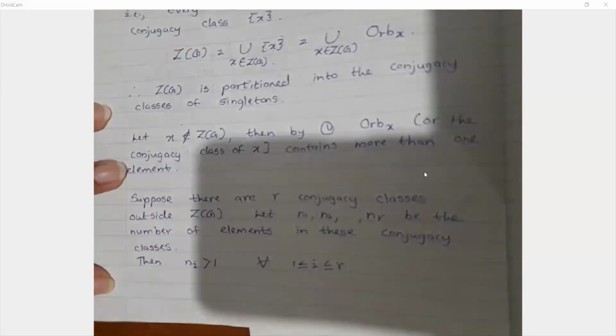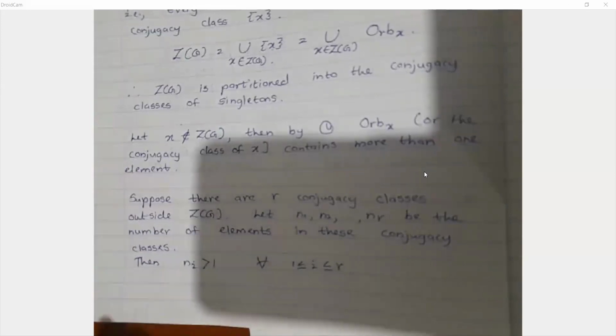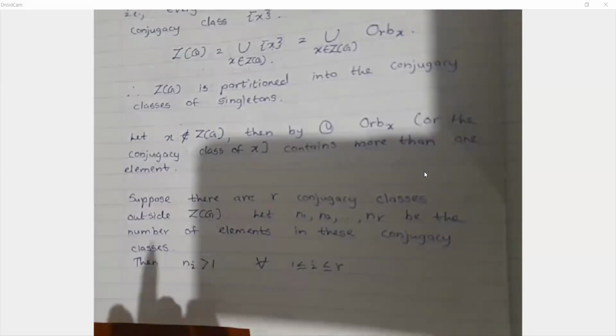Why is that? We are taking r conjugacy classes outside of the center. And we have argued so far, if this conjugacy class is coming from outside of the center, it must have more than one element. And all these n_1, n_2 up to n_r, being the number of elements in these conjugacy classes outside of the center, they must be more than one, right?